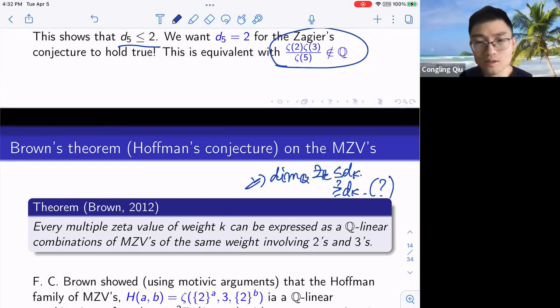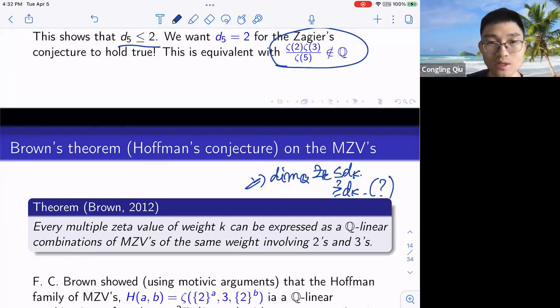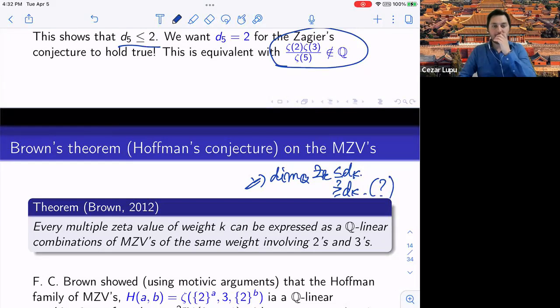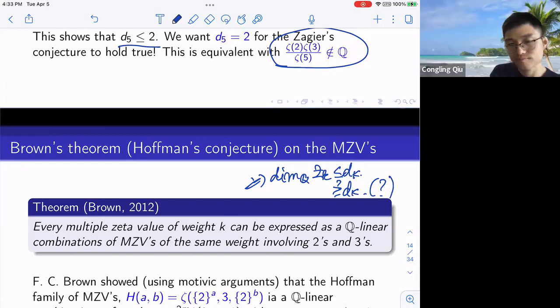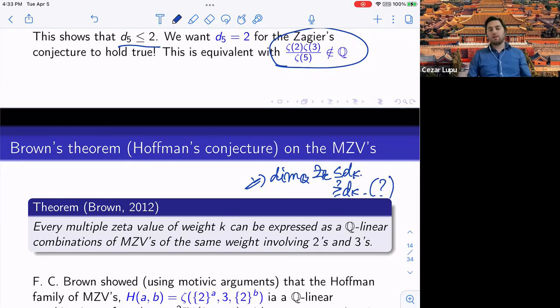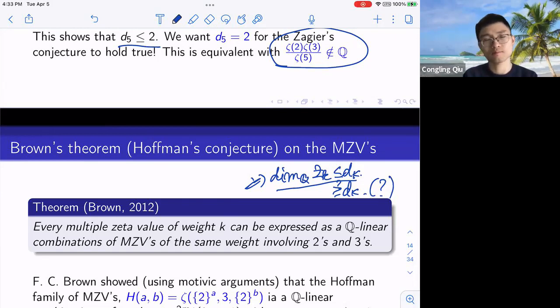Okay, so this dimension of Zk less than or equal to Dk is really a corollary of Brown's result, right? Yes, it follows as a corollary, but it was proven even before by Terasoma and others. I think Terasoma has a paper in Inventiones where he actually proves this upper bound. But it follows as a corollary from Brown's result.